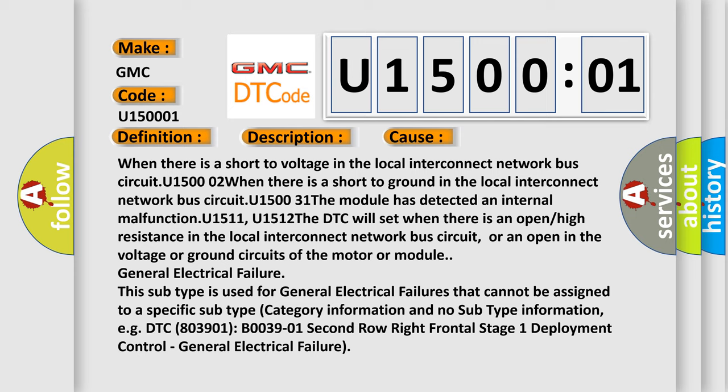General electrical failure. This subtype is used for general electrical failures that cannot be assigned to a specific subtype category, with no subtype information, for example DTC 803901B0039-01, second row right frontal stage 1 deployment control, general electrical failure.